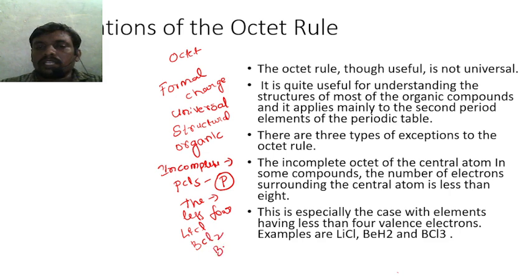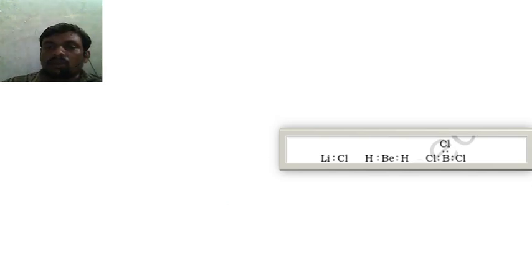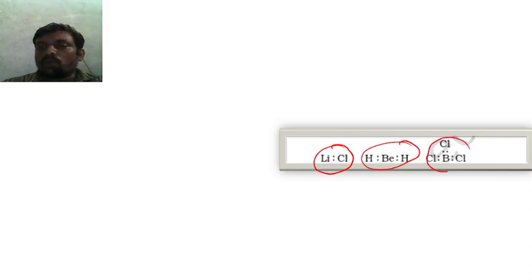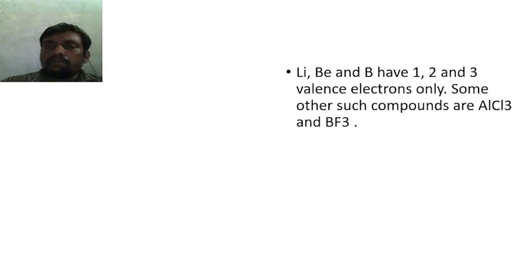Chloride is there, beryllium hydride BeH2 is there, and whereas if you take the structural component here, lithium chloride, beryllium hydride, barium chloride, etc. Now what I am trying to say, if we carefully see lithium, beryllium and boron, they have 1, 2, 3 valency electrons only, whereas some other such components are aluminium trichloride, AlCl3 and also BF3.